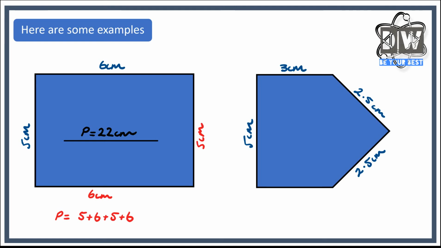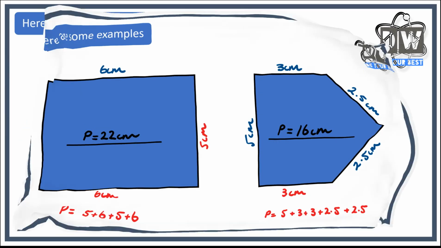Okie dokie, let's go. The last one there was 3 centimetres. We knew that because if this is 2.5 and this is 2.5, then this one will match over here as well. So all we're going to do is add them all up together. So we've got our perimeter equaling 5 plus 3 plus 3 plus 2.5 plus 2.5. And that means the perimeter will equal 16 centimetres.